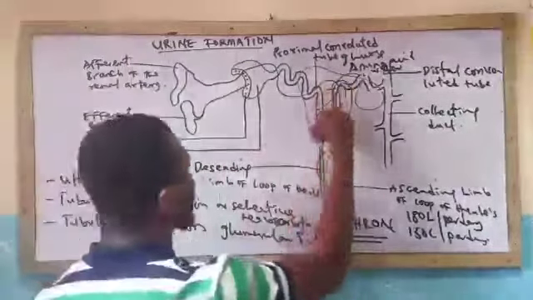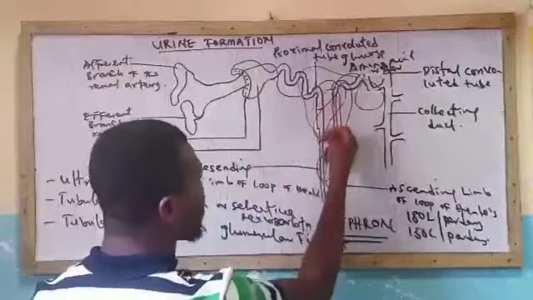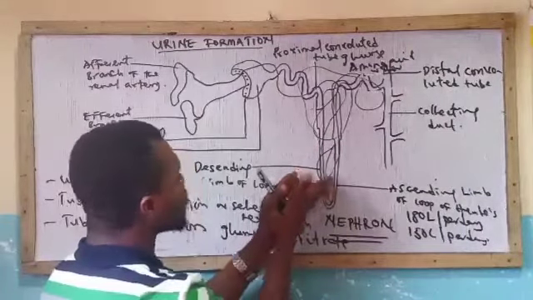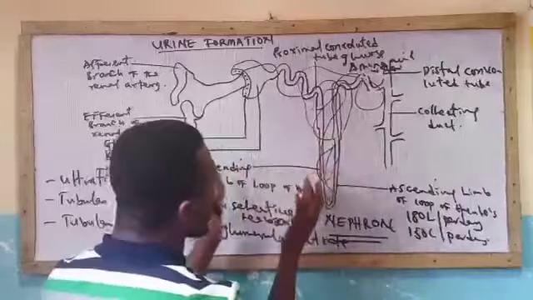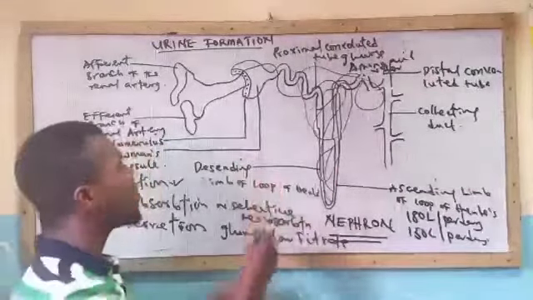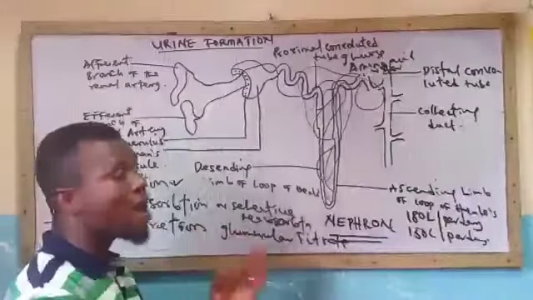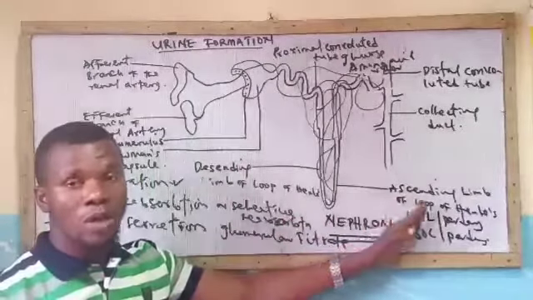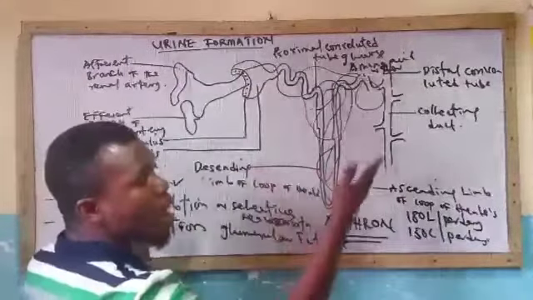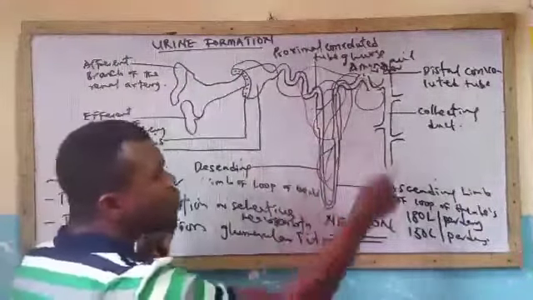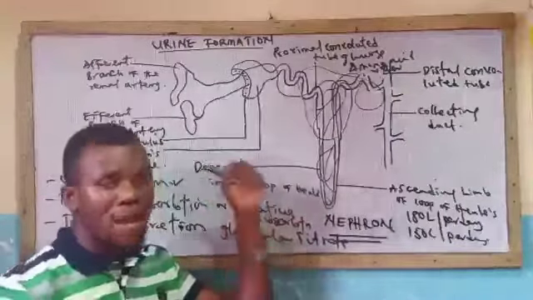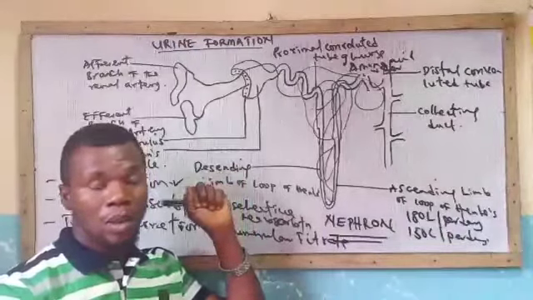Now, this process continues, and the content flows down to the descending part of the loop. Then we have the loop of Henle. The loop of Henle is of two parts: the descending loop of Henle and the ascending loop of Henle. The descending loop tends to reabsorb more water. The major function of the loop of Henle is to reabsorb the bulk of the water back to the circulatory system.